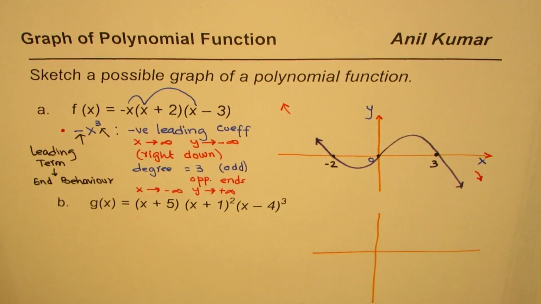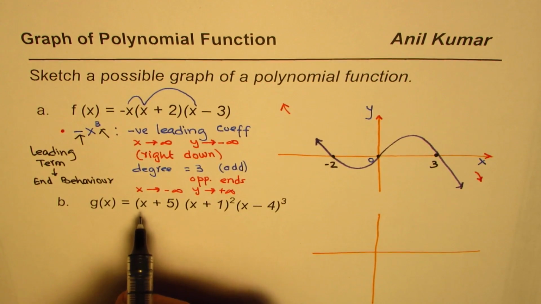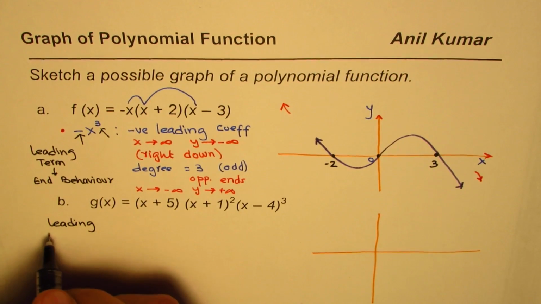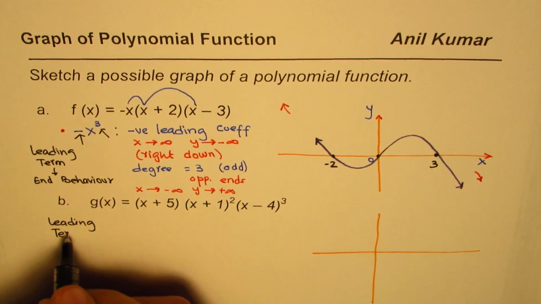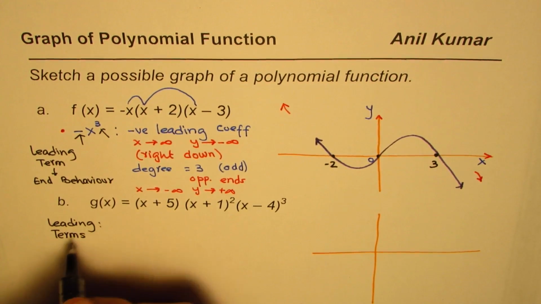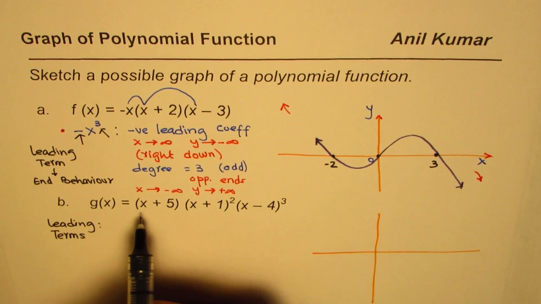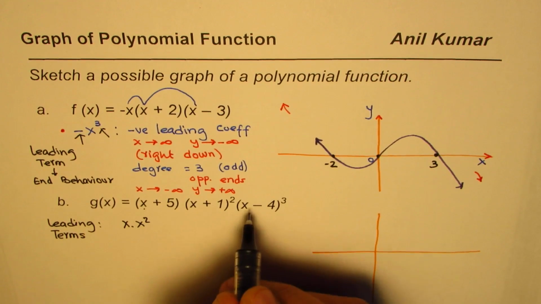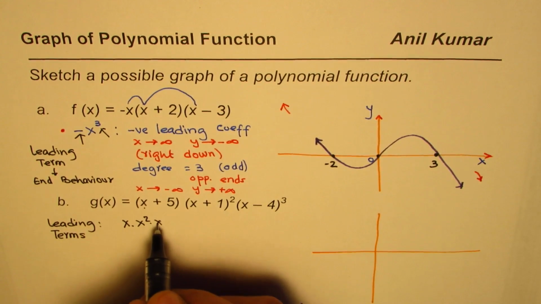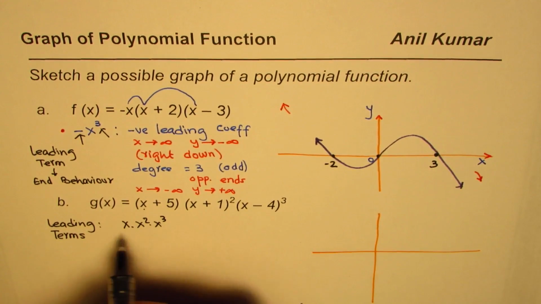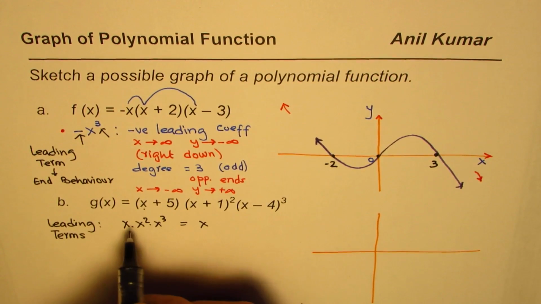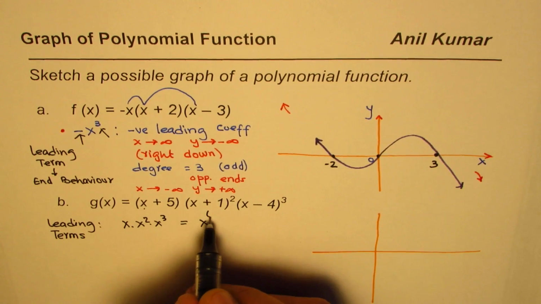First, let us analyze the leading term. I'm writing all this for you to understand. You don't really have to write this when you're describing in your test. So we have x times x squared, and this is x cubed. You don't really have to expand to get the leading term. Just multiply them. So we have x to the power of 3, 4, 5, and 1, 6.